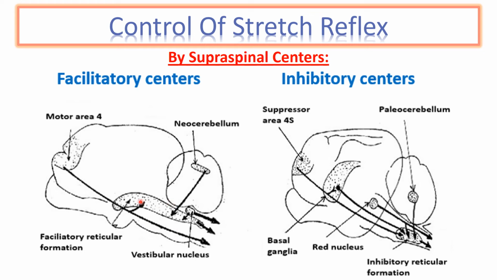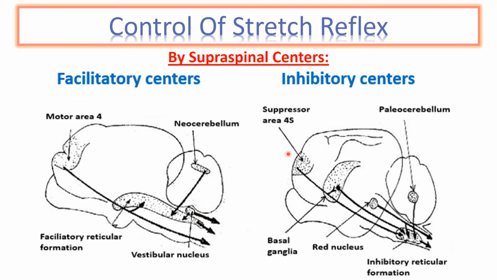And there is also a part in the brain stem called the pontine reticular formation in the pons, which is facilitatory to the stretch reflex. And the fourth area is the vestibular nucleus in the medulla, and it is facilitatory. So we have 4 areas: the motor area 4 of the cerebral cortex, the facilitatory reticular formation in the pons of the brain stem, the neocerebellum, which is part of the cerebellum, and the vestibular nucleus in the medulla.